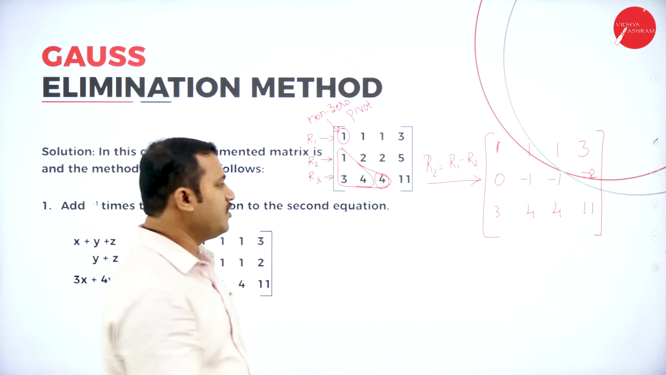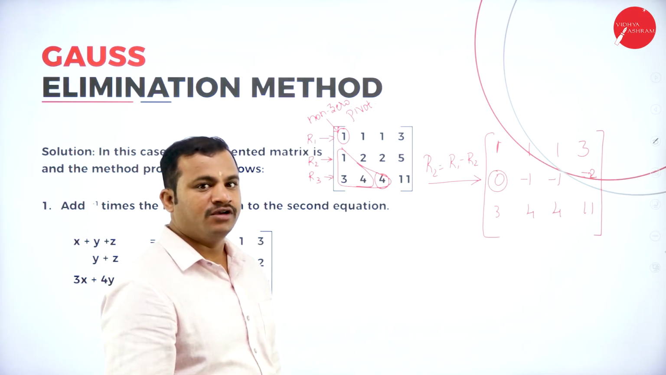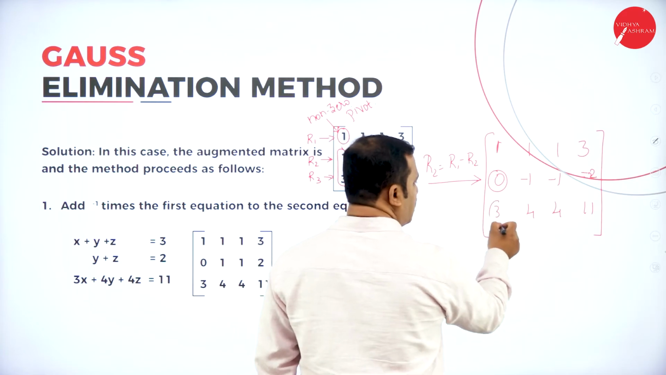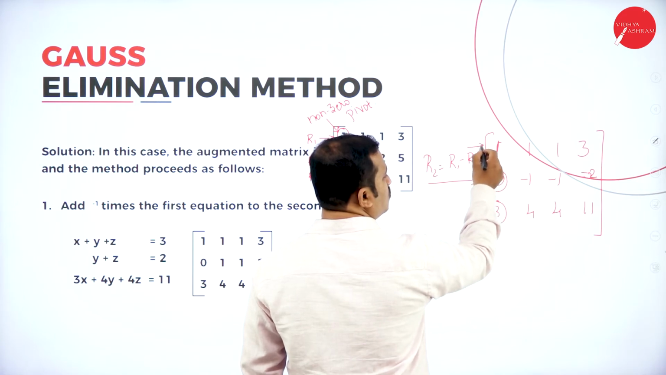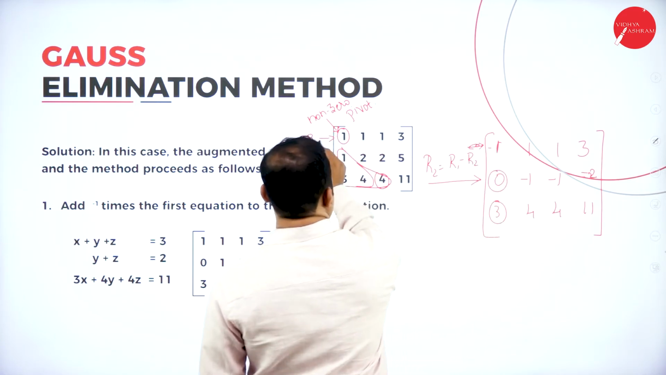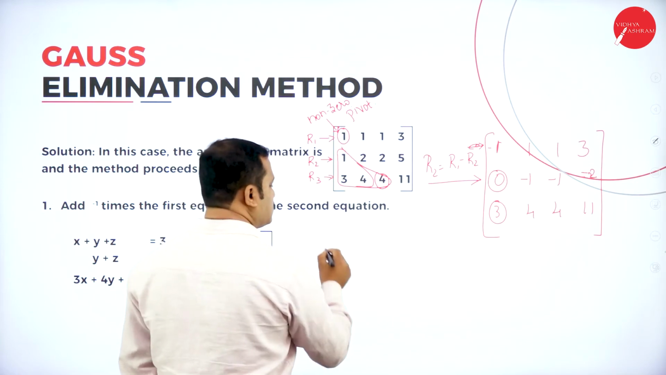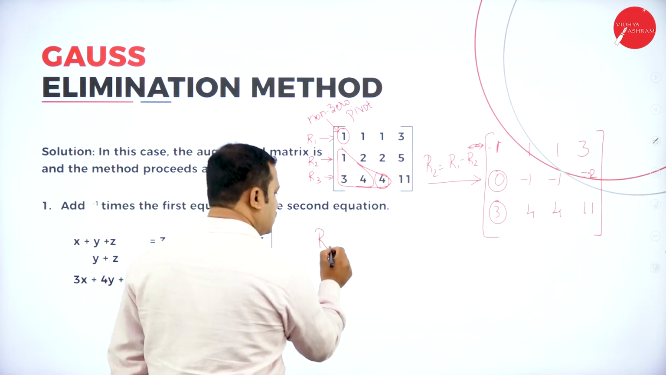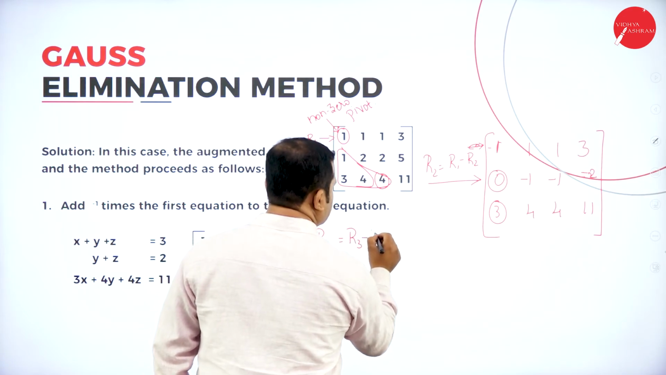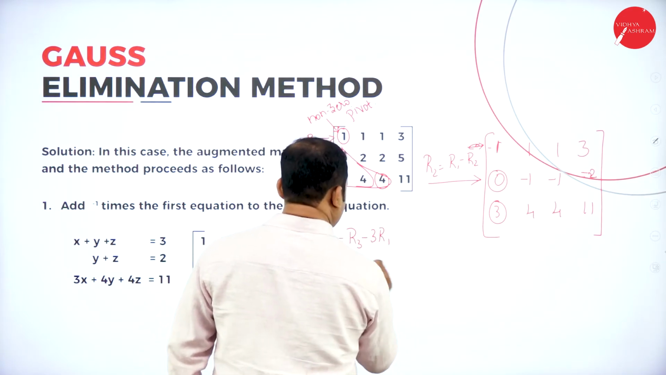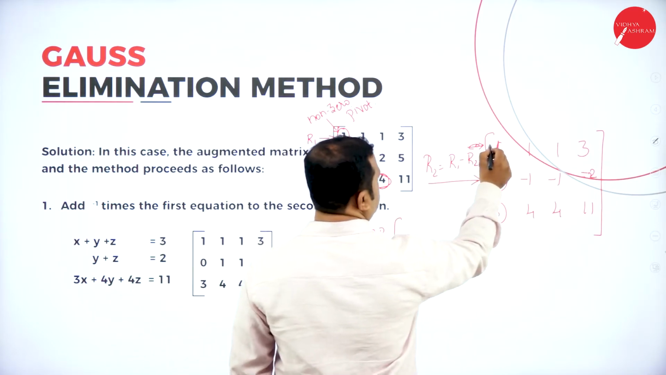Now I have made the first element in the lower triangular matrix 0. My next objective is to make this element 0. How can I make this element 0? By multiplying the first row, R1, by 3, and subtracting it from R3. Let me rewrite the row operation, that is R3 is equal to R3 minus 3 times R1.